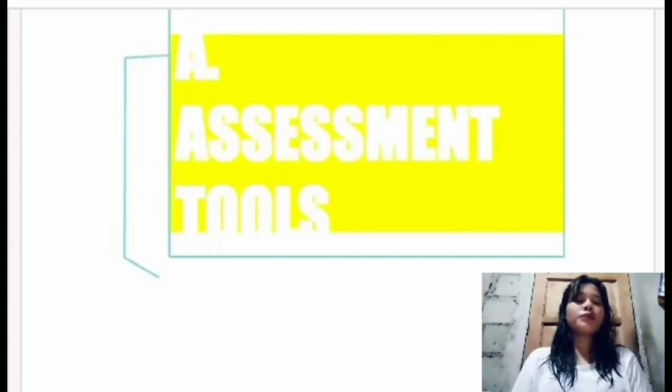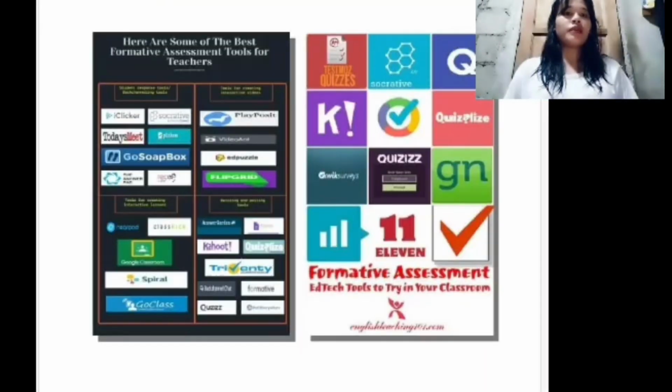Good day everyone. So today I am going to tackle the assessment tools. The image displays a curated list of popular educational technology tools designed for formative assessment in the classroom. These digital platforms such as Kahoot, Quizizz, Flipgrid, Socrative, and Softbox allow teachers para ma-monitor ang students' understanding during the learning process rather than just at the end.